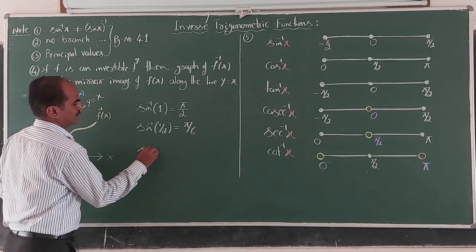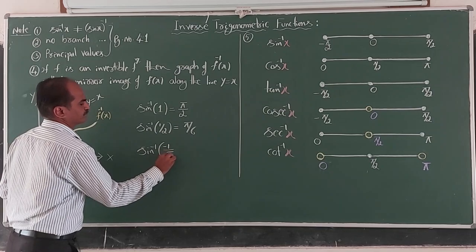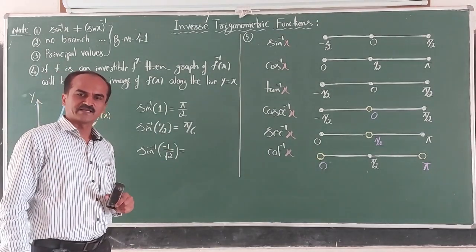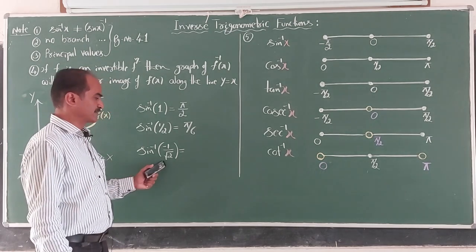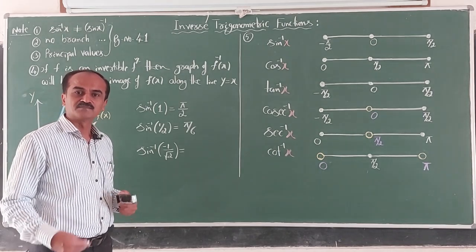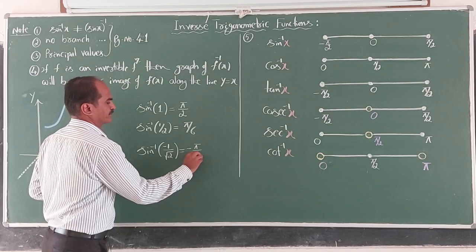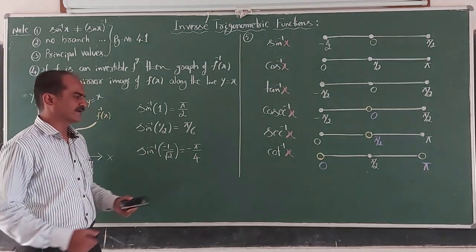Now, if I take sin inverse of minus 1 by root 2, sin of which angle in the interval minus pi by 2 to pi by 2 gives us minus 1 by root 2? It is minus pi by 4. So, therefore, sin inverse of minus 1 by root 2 is equal to minus pi by 4.